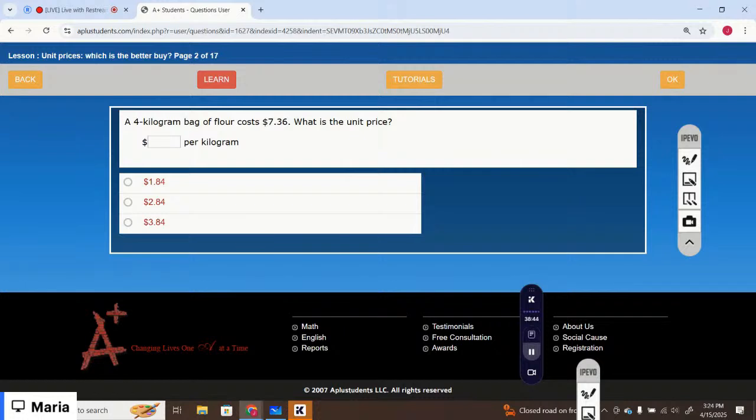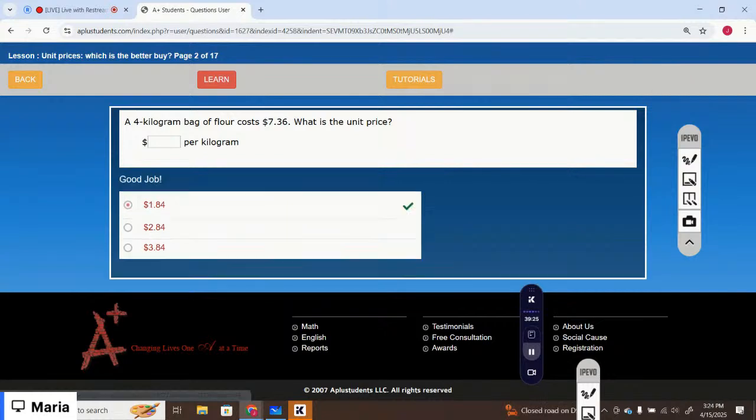A 4 kilogram bag of flour costs $7.36. What is the unit price? It is $1.84. Option number 1 is the correct option.